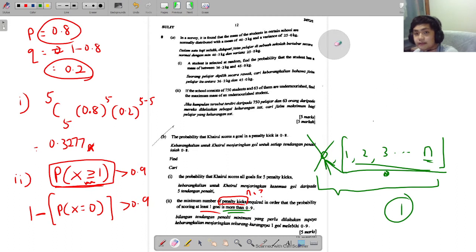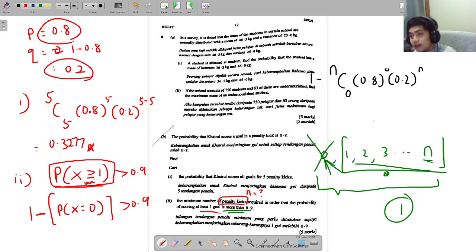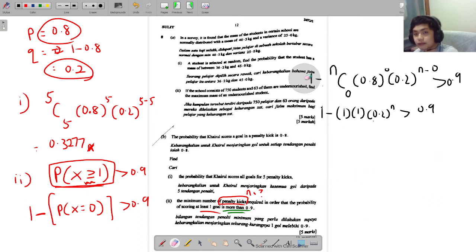So working with the formula, we have 1 minus nC0, 0.8 to the power of 0, 0.2 to the power of n minus 0, and it is more than 0.9. So it's 1 minus, nC0 is 1, 0.8 to the power 0 is also 1, and 0.2 to the power n, greater than 0.9. So we have 1 minus 0.2 to the power n is greater than 0.9. Negative 0.2 to the power n is greater than negative 0.1.